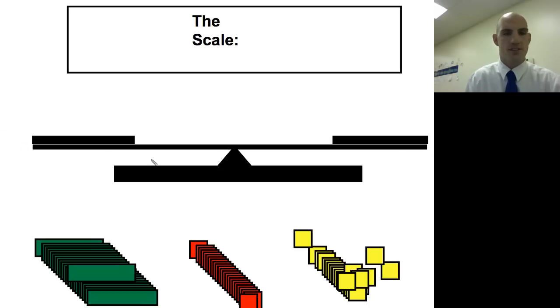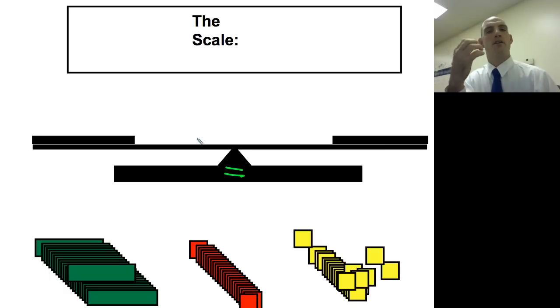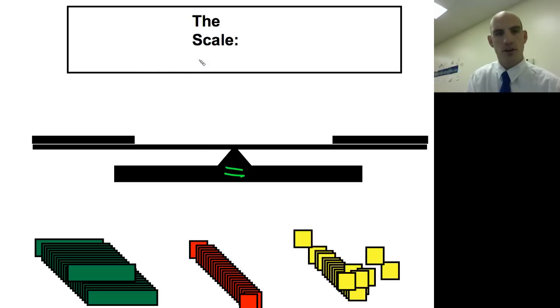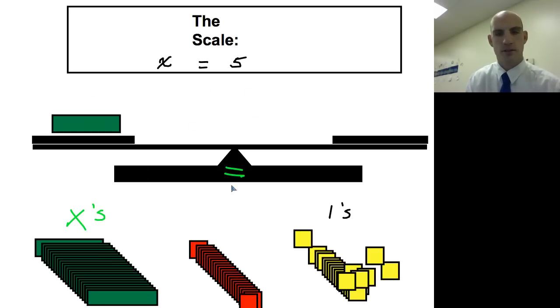And so if we're thinking about this scale, I want you to think of that equal sign as being in the middle. Well, when we talk about an equation, that equal sign means equal on both sides. So for example, if I have something like these bars, and I'm going to say these bars are the x's, and these yellow ones are going to be ones. If I say x equals 5, here's what my scale looks like. My scale has an x on one side and 5 of these little yellow ones on the other side.